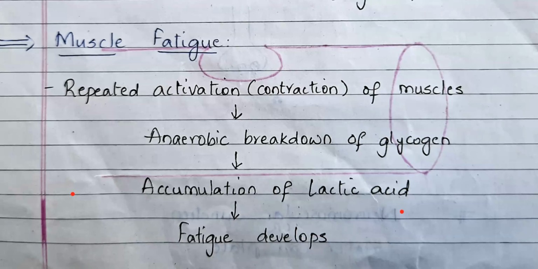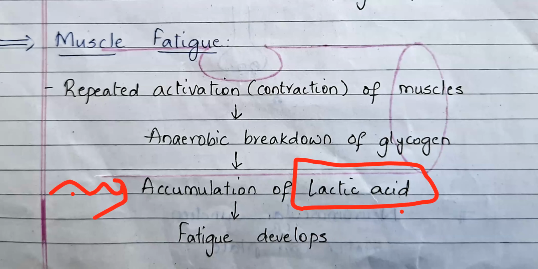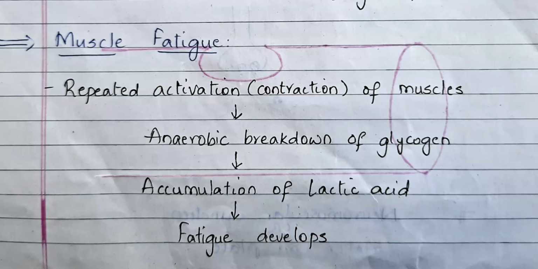As soon as this lactic acid is formed, it accumulates in the muscles and it will hamper the muscle contraction. So you are not able to use the same muscle again. You're not able to contract it after that. And there is a lot of pain over there. That condition is called muscle fatigue.